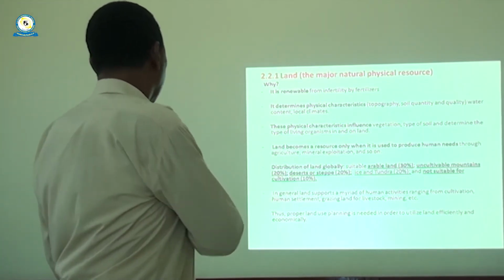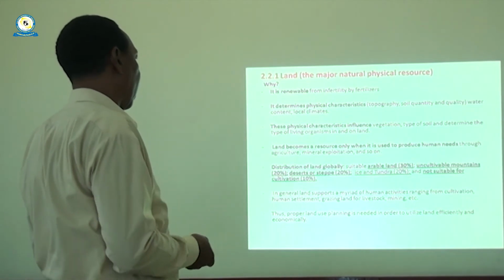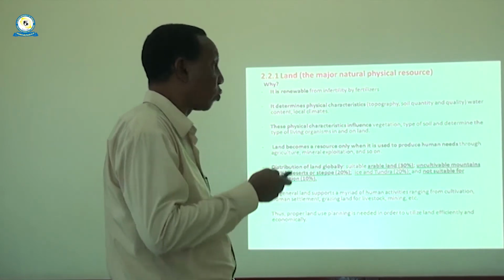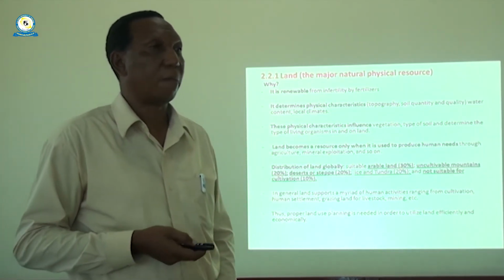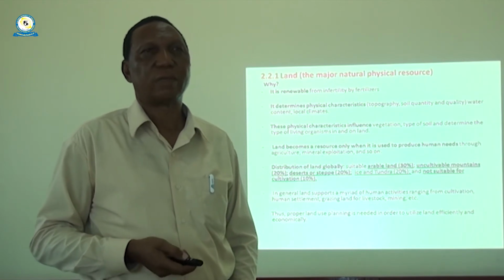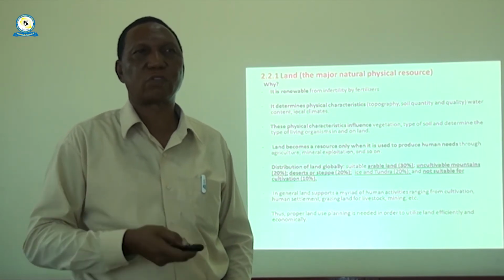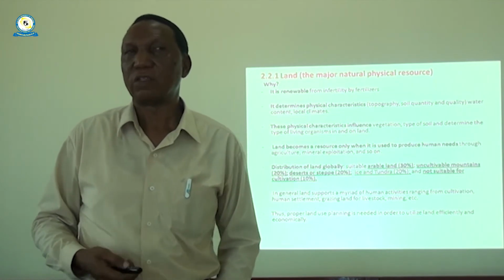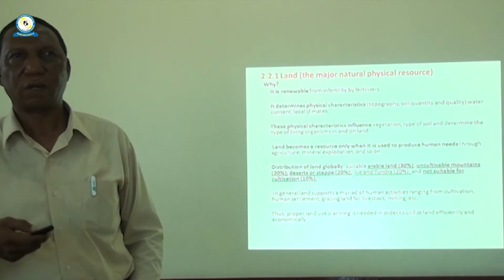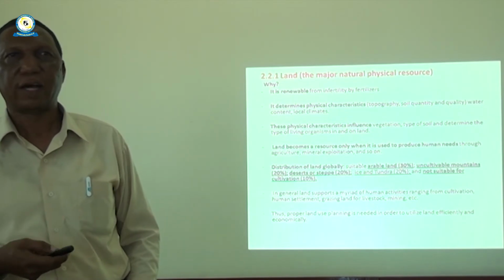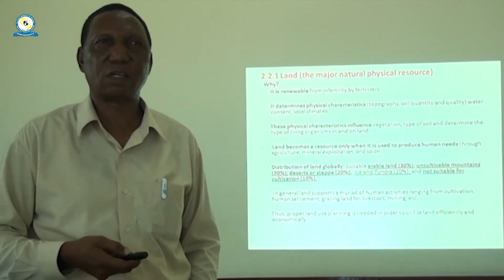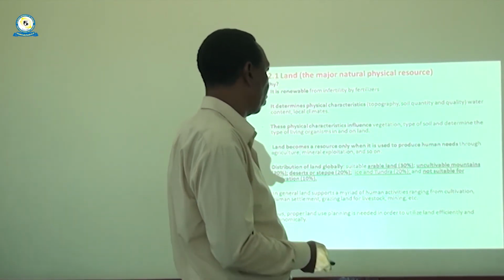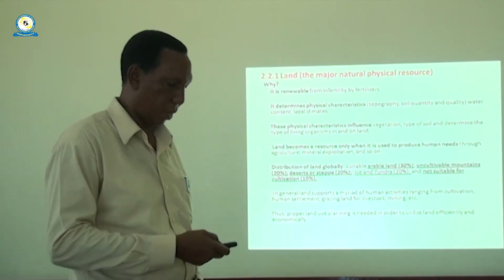So, in general, land supports a myriad of human activities, ranging from cultivation to human grazing. That's why in the first statement I said the man-land relationship is eternal. It started in prehistoric times, and now we still have the same relationship. What is changing is time, space, and technology. But man and land coexist. You cannot separate them. Thus, proper land use planning is needed in order to utilize land efficiently and economically.